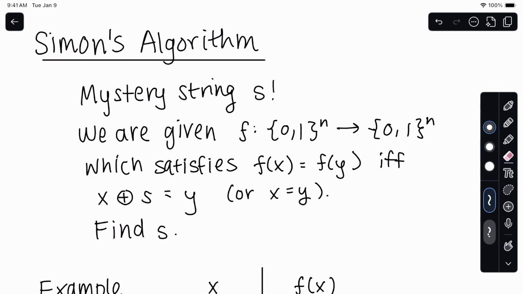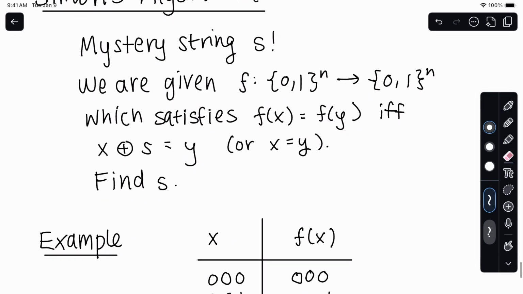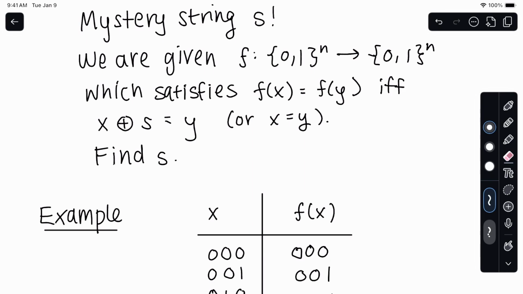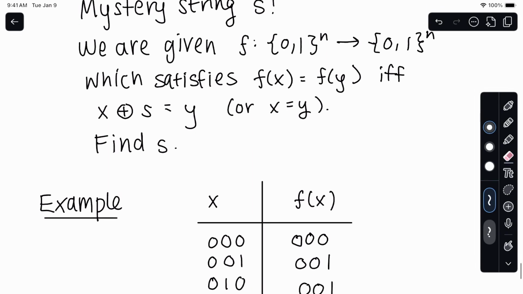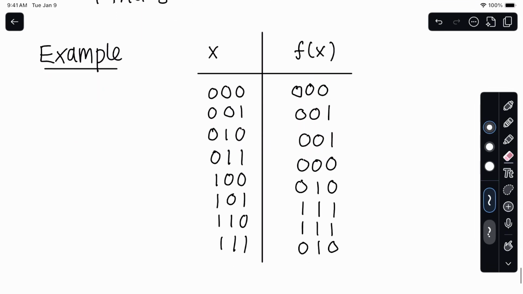So again, we have a mystery string s, and we're given some function from the bit strings of length n to now not 0 or 1, but also to bit strings of length n. And this function is going to satisfy that f(x) equals f(y) if and only if x plus s equals y. And what we want to do is find s. So basically what this means is that this function f(x) has some periodicity to it, and that periodicity is s. So I can give you an example of one.